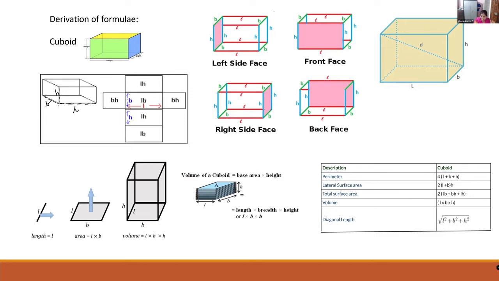And lateral surface area. What is the lateral surface area? Leaving the top and the bottom faces, we have to consider all the side faces. So we have to find the surface area of all the side faces. Like that we can tell them, what about the left side? Left side here is BH. BH is the left side. The left and the right are both congruent faces, so they have BH as the area. Then the front and the back face. Front we have L into H, and back also has the same L into H. Therefore the formula is 2LH plus 2BH, taking 2H common, 2H into (L plus B).